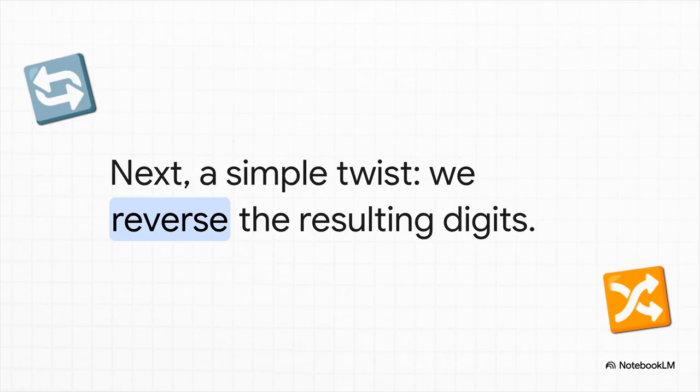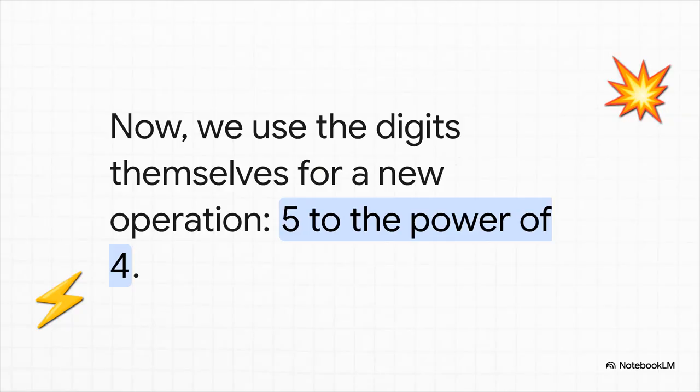But this is where things start to get really interesting. Now, we're going to use those digits themselves to create the next operation. We take that first digit, 5, and we raise it to the power of the second digit, 4. And boom, that gives us 625. Now the fun part. The process loops back on itself. We're going to do that digit sum thing again and just follow the chain to see where it takes us.